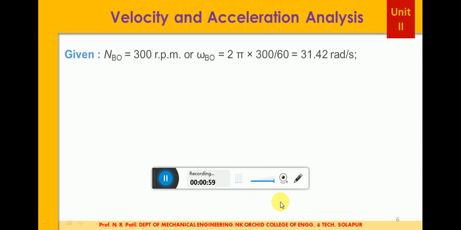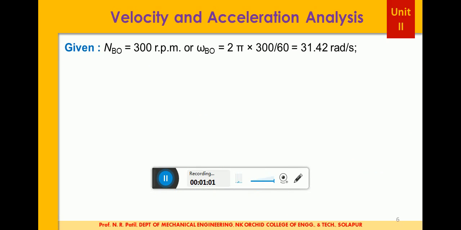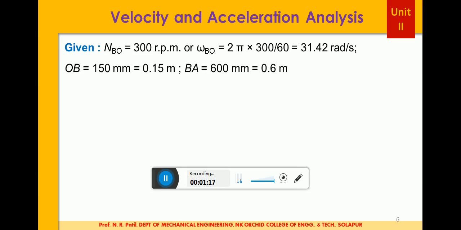So first of all, you have to find the angular velocity from the given speed, that is, angular velocity of B with respect to O is 2 pi n upon 60, where n is 300 rpm. Substituting, we get the value 31.42 radians per second. And you have different lengths of the links. So OB is 150 millimeters, you convert into meters and we get 0.15 meter. Similarly, the connecting rod length is 600, so you will get 0.6.